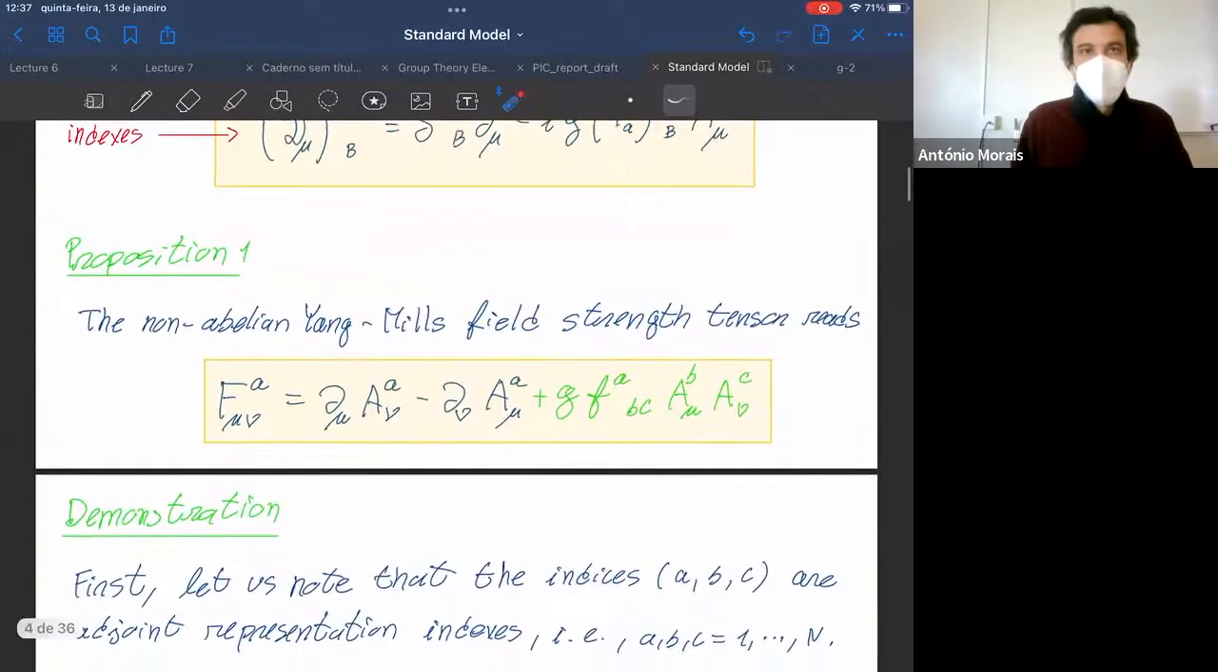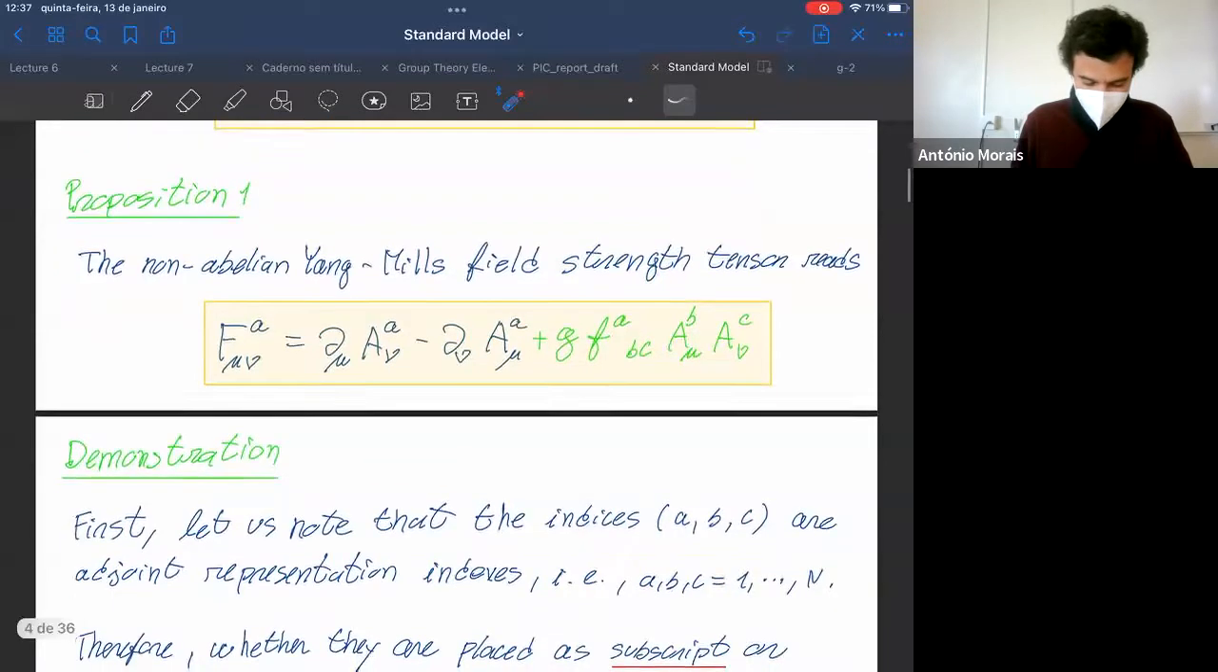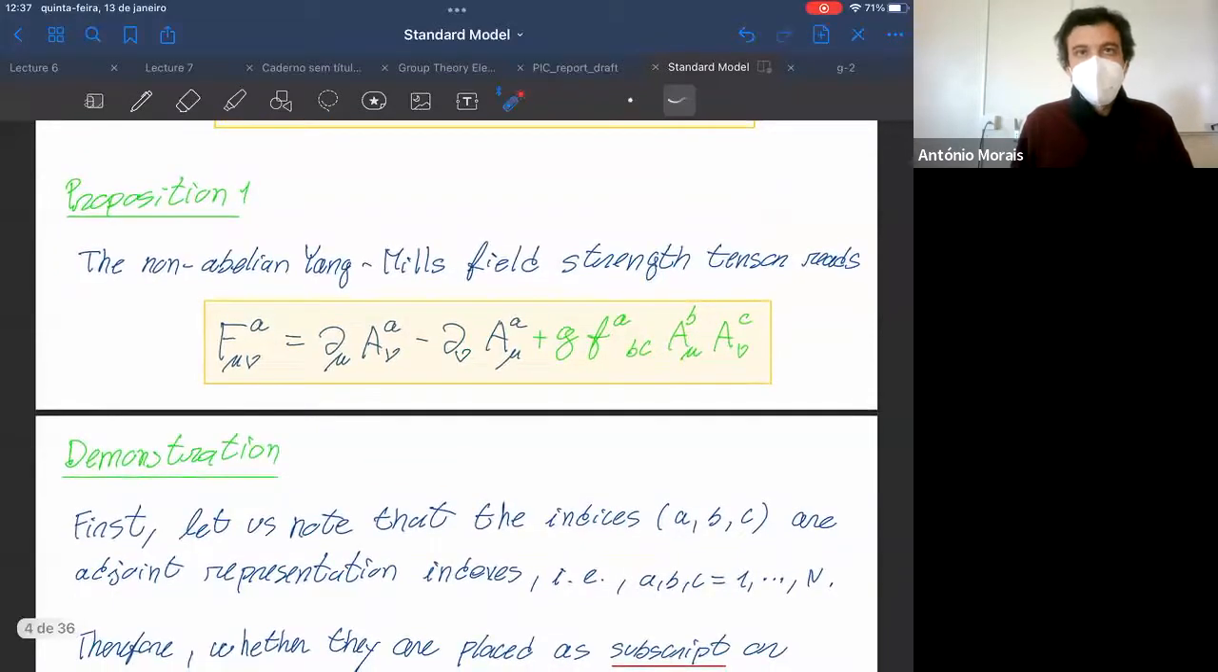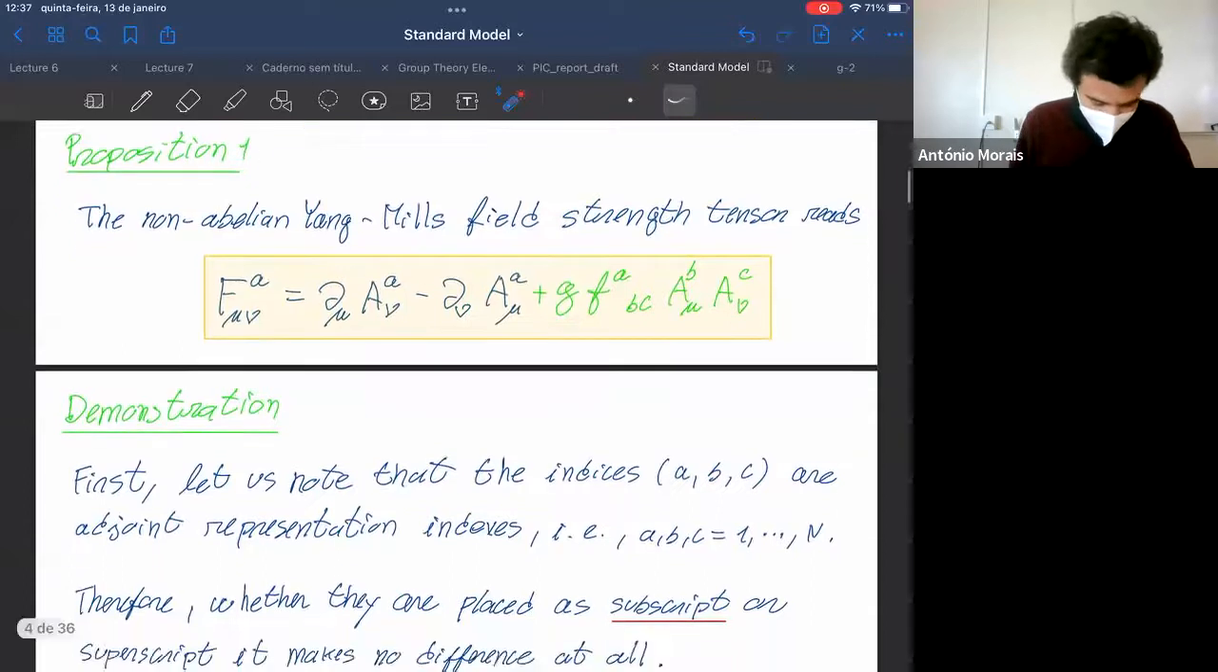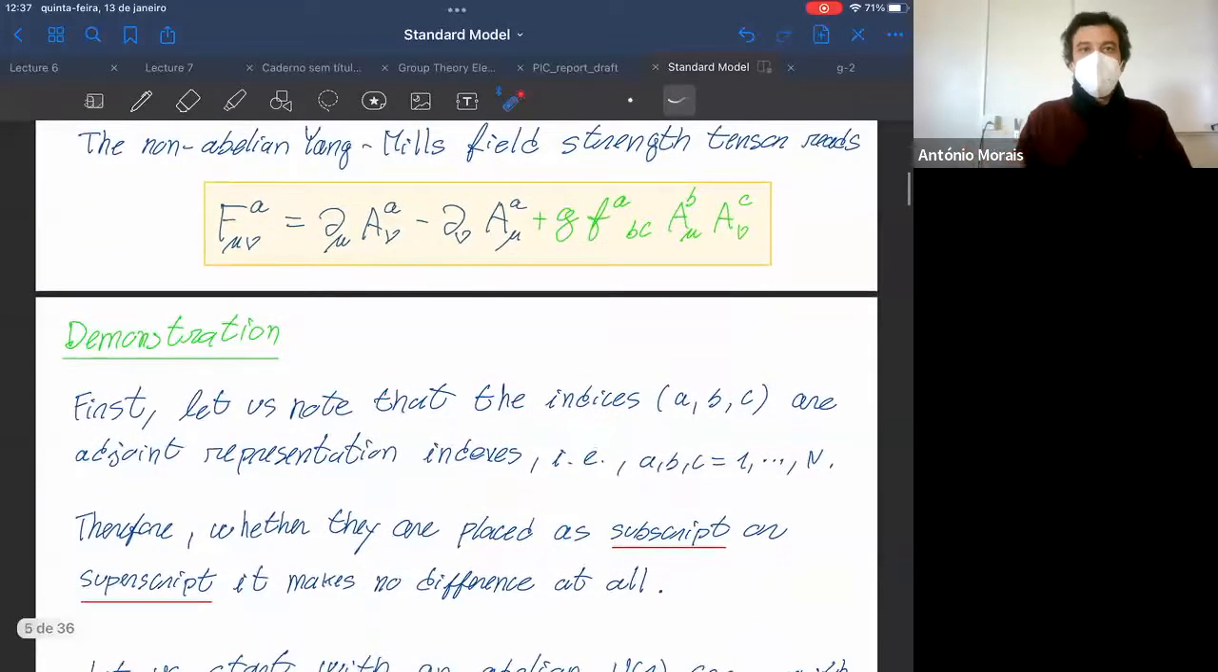Well, we'll also consider that every time a Latin index is repeated, no matter the position, it's always summed. Yes, exactly, precisely, unless it's stated that these are not to be summed. Okay, right.